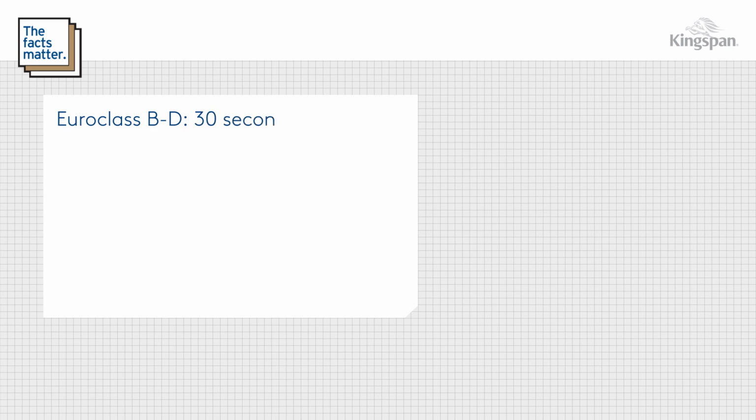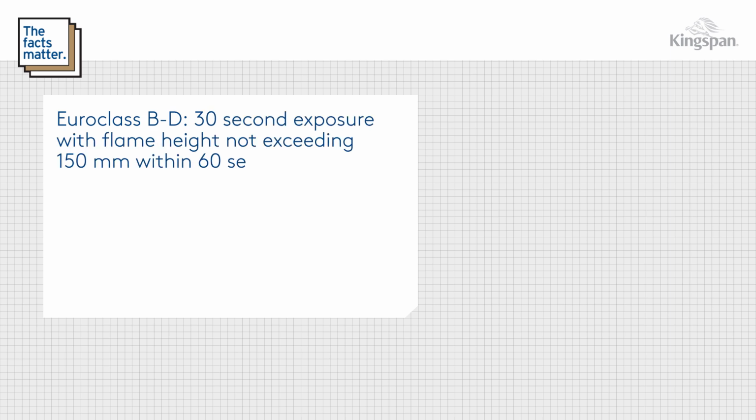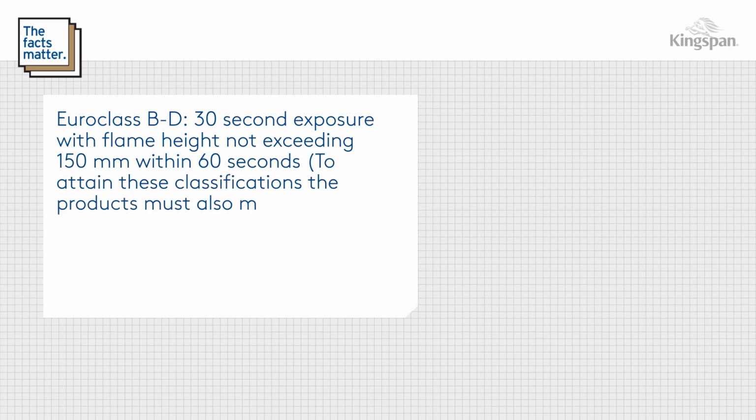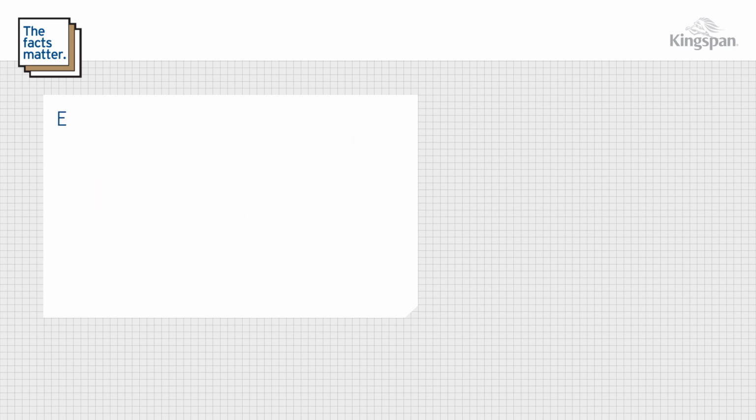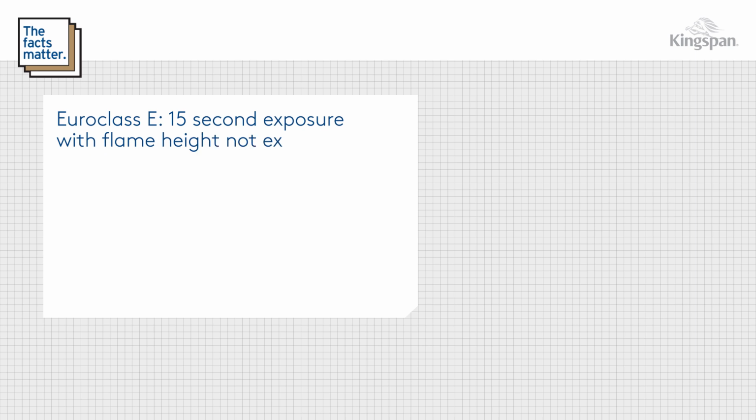Euroclass B through to D, 30-second exposure with flame height not exceeding 150mm within 60 seconds. To attain these classifications, the products must also meet certain performance criteria when assessed under the Single Burning Item SBI test EN 13823. Euroclass E, 15-second exposure with flame height not exceeding 150mm within 20 seconds.